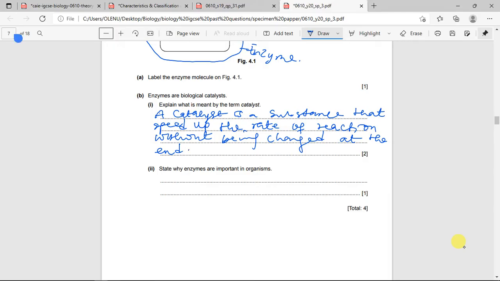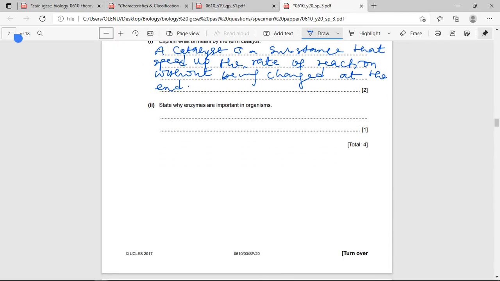Now, state why enzymes are important to organisms. Without enzymes, reactions will occur too slowly to sustain life. Without enzymes, life will not be sustainable.